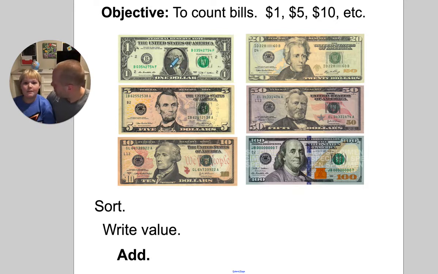This one has Mr. George Washington on it. This is the $1 bill. You can see the one right in the corner. So when you're counting that, you're going to count by ones. This is a popular bill.